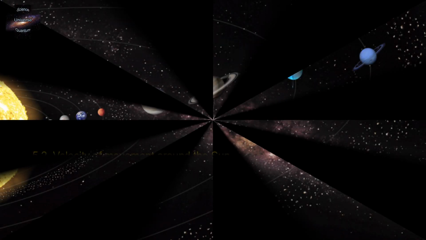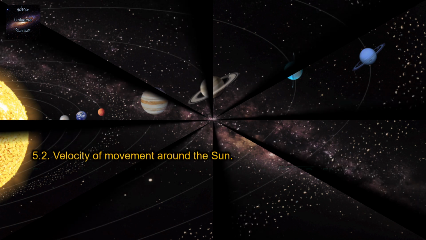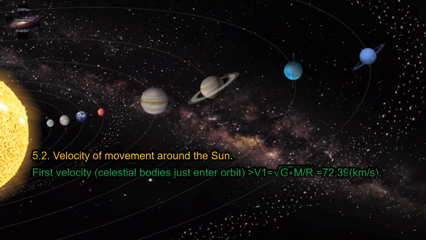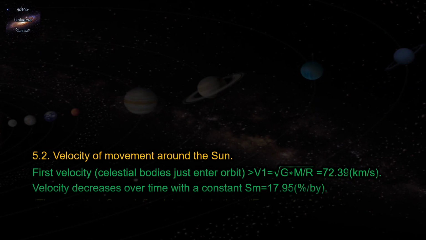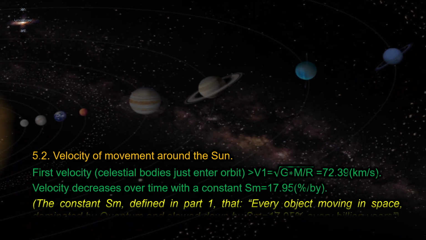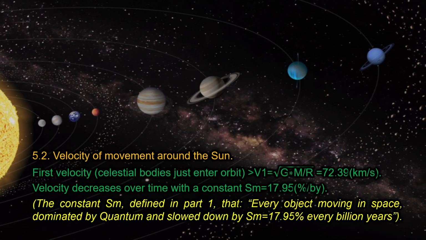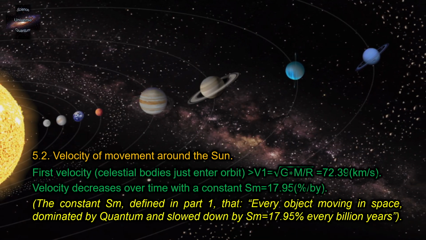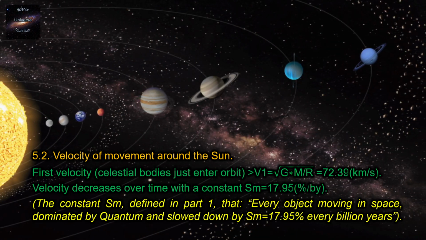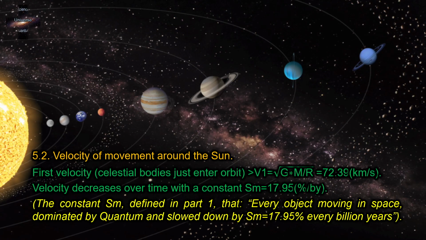Velocity of movement around the Sun. First velocity, V1 equals 72.39 km per second. Velocity decreases over time with a constant sm, defined in part 1, that every object moving in space, dominated by quantum, is slowed down by sm equals 17.95% every billion years.